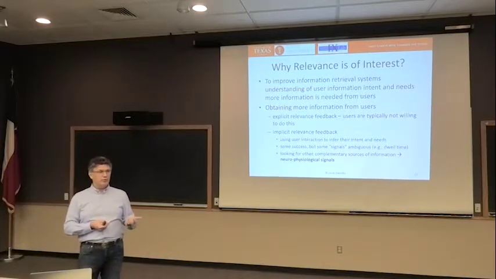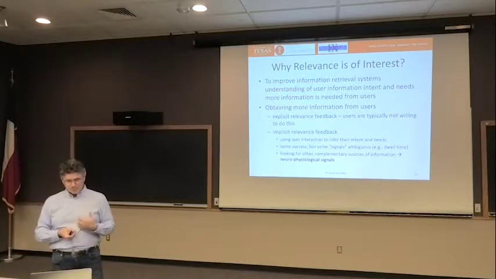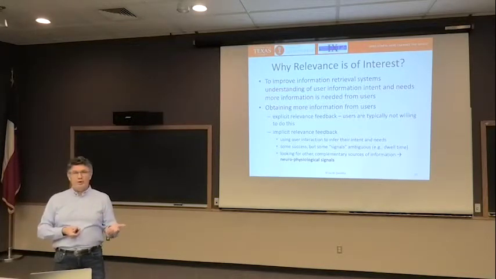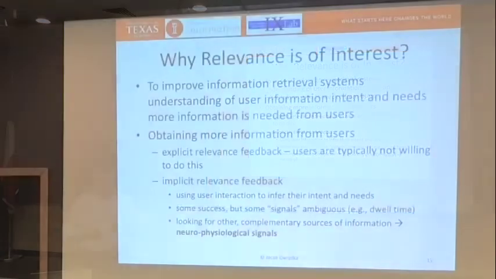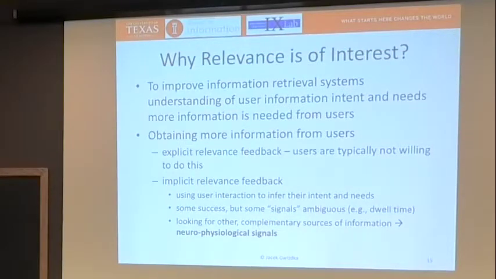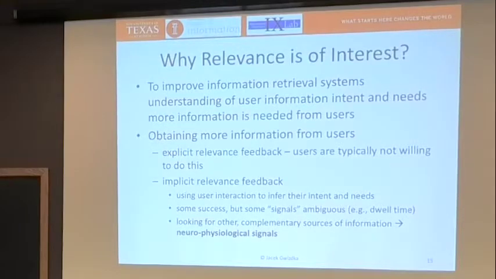Why is it of interest? If we want to improve information retrieval systems, we would like to better understand users' search intents and their needs. And how can we obtain more information from users? One way is by soliciting more feedback. One of the techniques in information retrieval is explicit relevance feedback, asking people to perhaps highlight or click on some additional keywords in order for the system to better understand what kind of information they want.